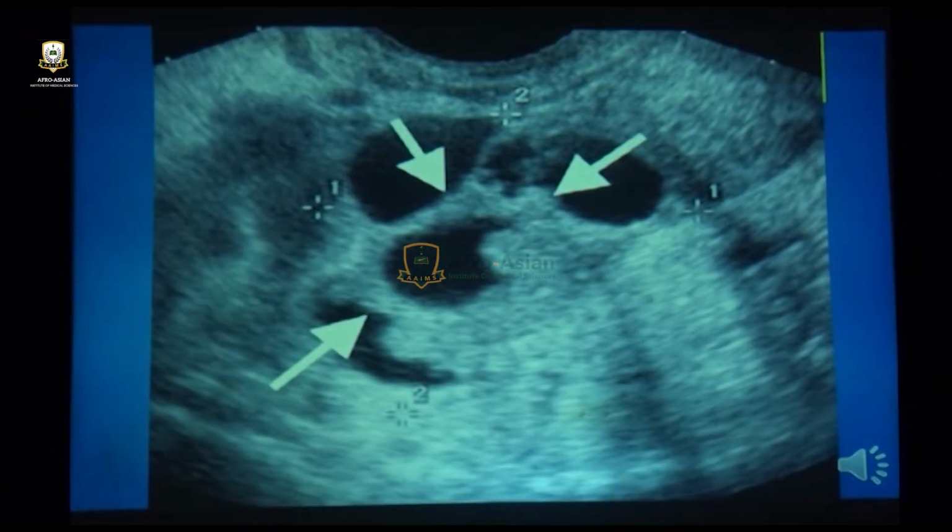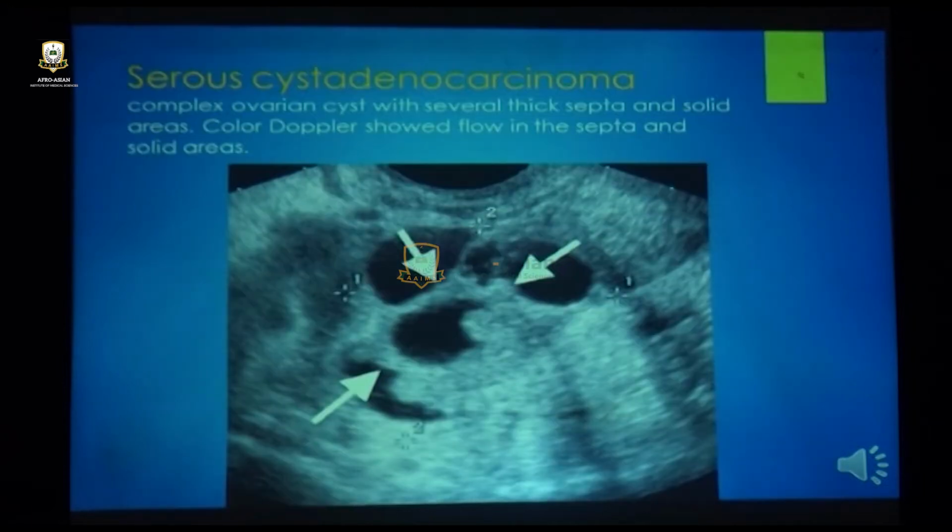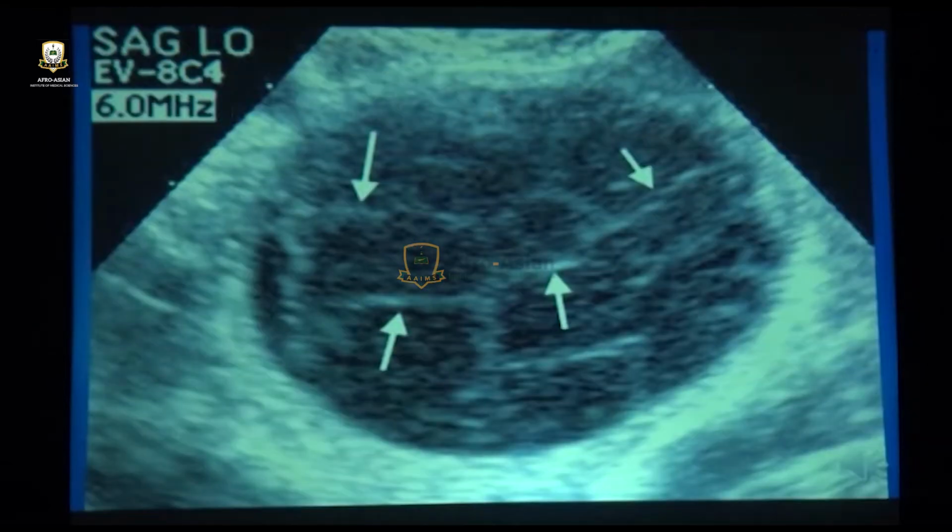Another mass having thick septations with cystic areas and solid areas. This is serous cystadenocarcinoma. Complex ovarian cyst with several thick septa and solid areas are seen. Color Doppler showed flow in the septa and solid areas.